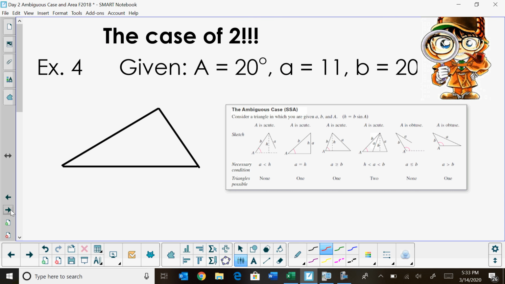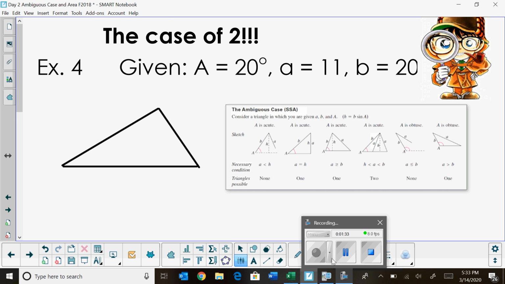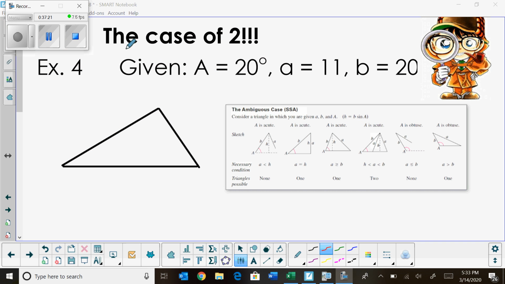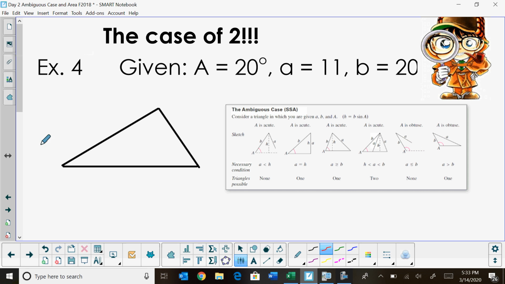So let's look at a second case of two. If you understand it, you don't need to watch this. But if you don't understand this, this is a good one to watch because it will help you see the second case. So here's angle A at 20 degrees. Side little a is 11 and side B is 20.